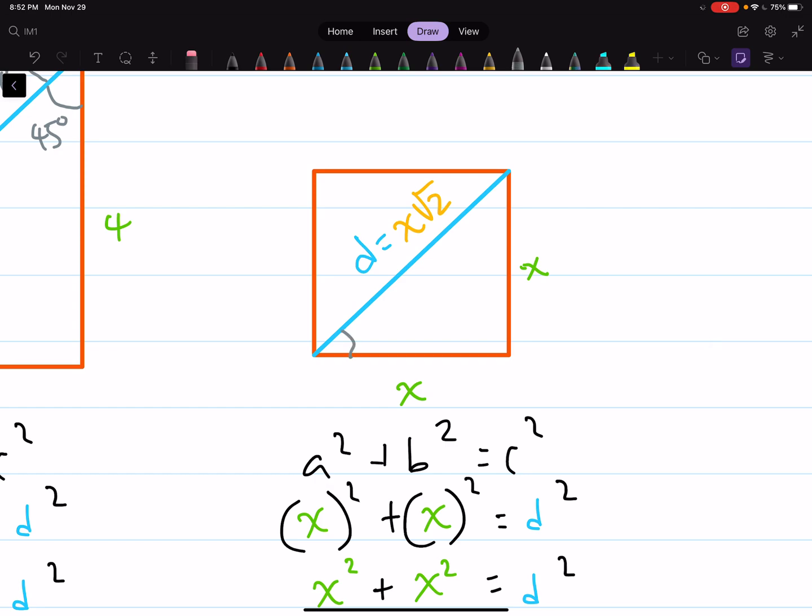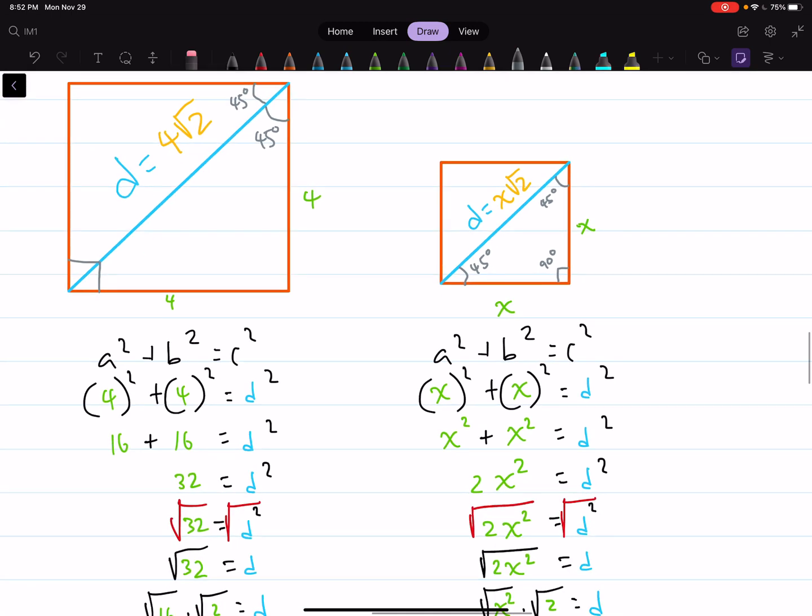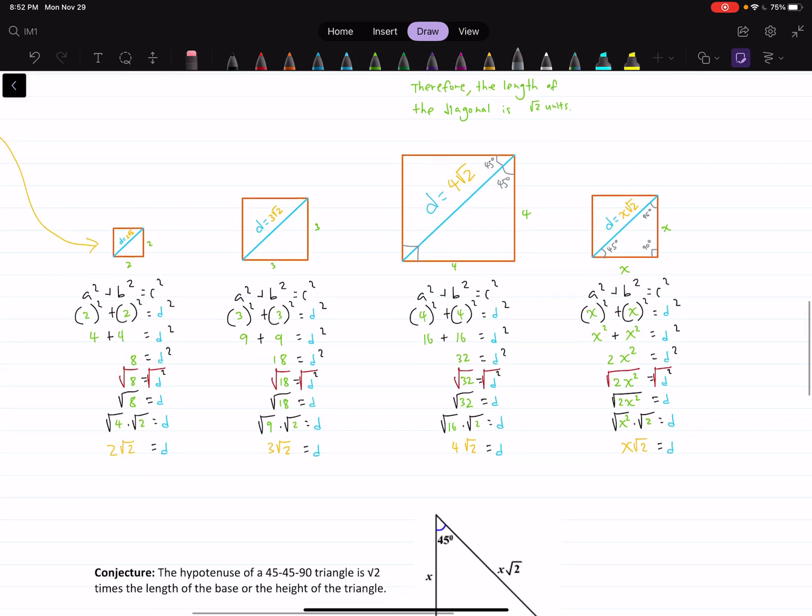So once again, this is a 45-degree angle. That's a 45-degree angle. Why? Because this right here is a 90-degree angle, right? And the 90-degree angle divided into 2 is 45 degrees. And then this right here is also 90 degrees. So that's a 45-45-90 triangle. So if the leg is 10, it'd be 10 square root of 2. If it's 15, it will be 15 square root of 2. If the leg is 31.5, the diagonal is going to be 31.5 square root of 2. So that's basically the conjecture.